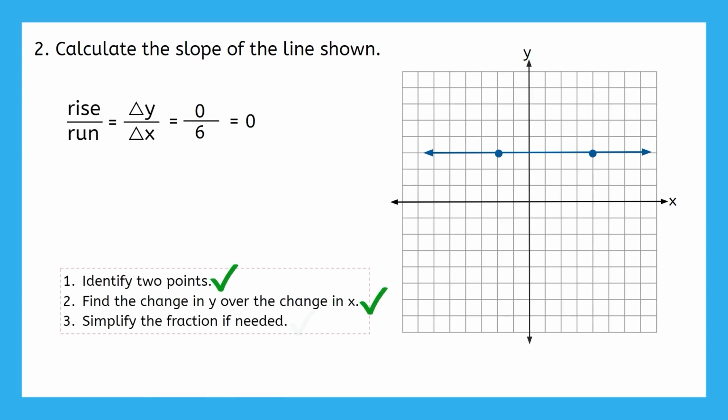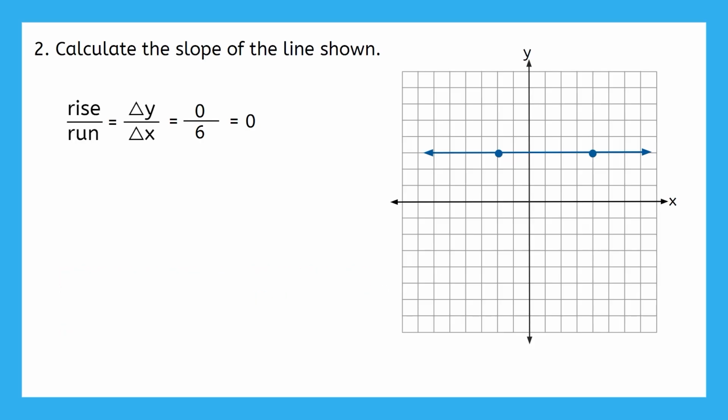Now that we've simplified, let's think about the reasonableness of this answer. If this line were a hill you had to walk on, how difficult or steep would it be? Yeah, it doesn't have any steepness at all. So a slope of 0 makes perfect sense. And this is what the slope will be for all horizontal lines.